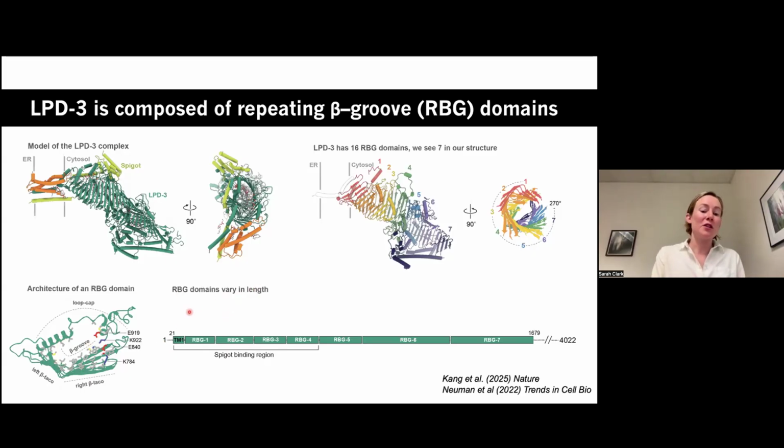The RBG domains also vary substantially in length. So the first few are quite short, and then as you get towards the middle of the protein, they become quite a bit longer and larger, and it's primarily due to increased length of the loop cap. And so the loop cap becomes much, much longer, and at least in our structure in the first half, for the most part, the loop cap was not floppy in space. It would wrap around the outside of the tunnel in various ways and was structured.